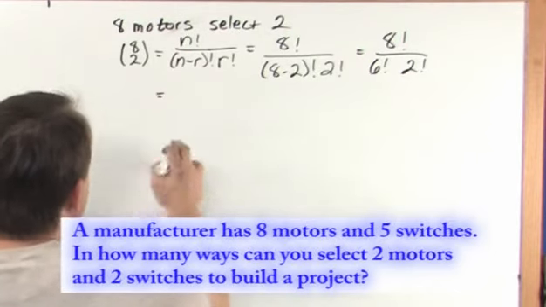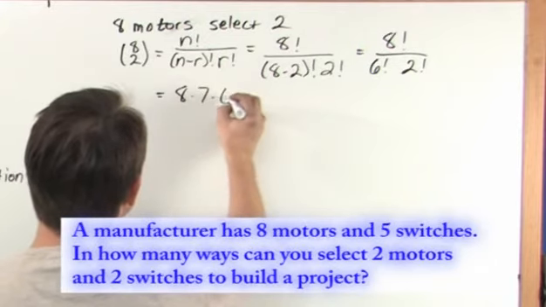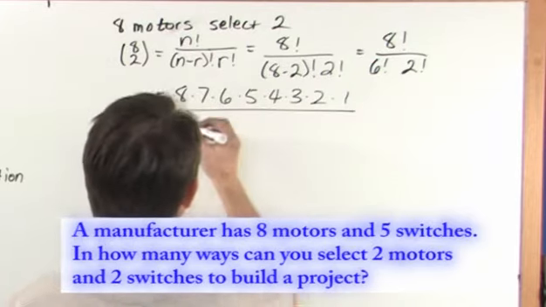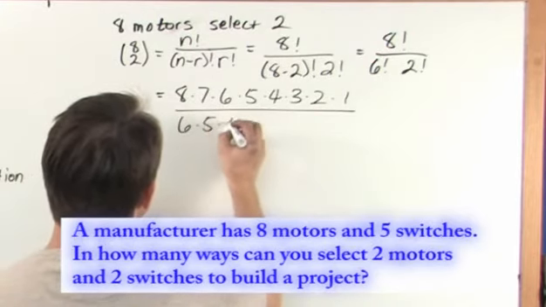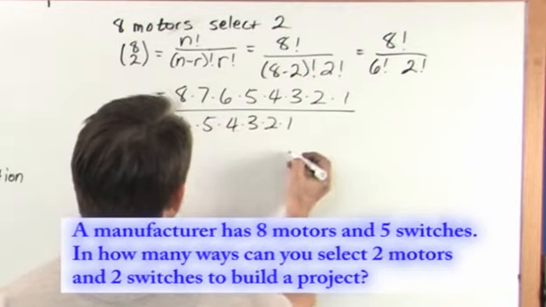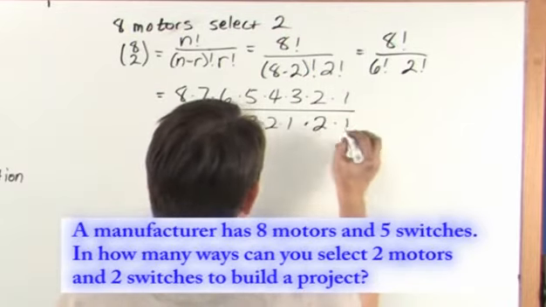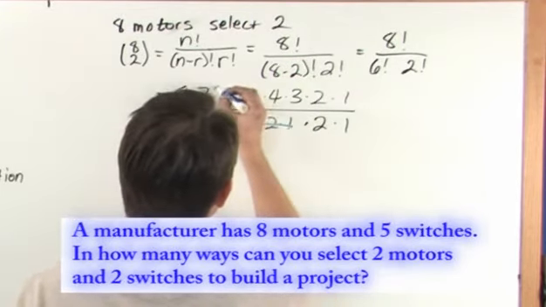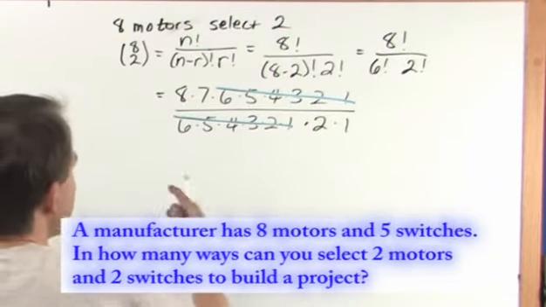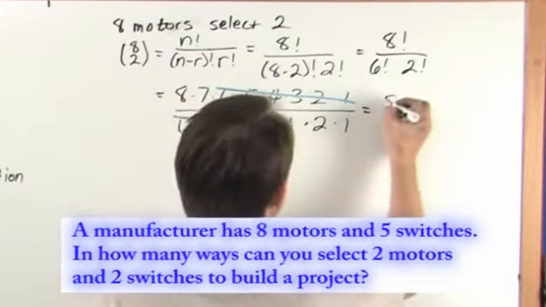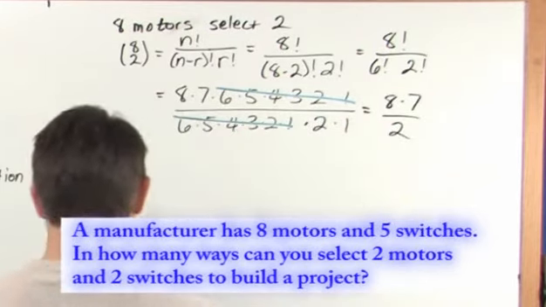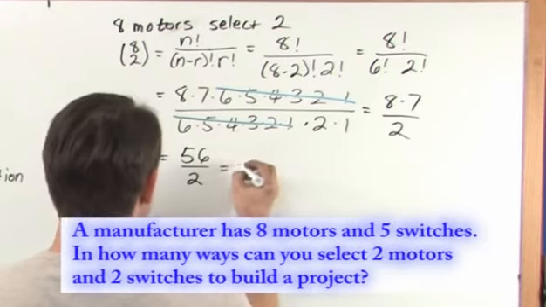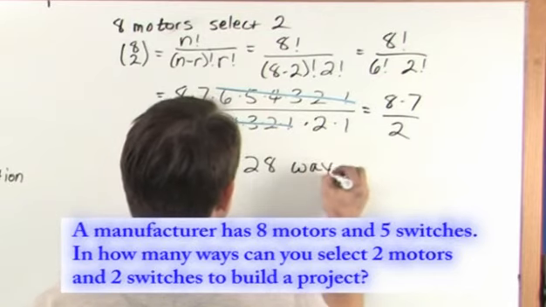On the top, again, you're going to have your 8 times 7 times 6 times 5 times 4 times 3 times 2 times 1. And on the bottom, 6 factorial, you have your 6 times 5 times 4 times 3 times 2 times 1. And then you still have your 2 factorial, so 2 times 1. I didn't have to write all of it out, but the 6, 5, 4, 3, 2, 1 is going to cancel with the 6, 5, 4, 3, 2, 1. So you're left with 8 times 7 over 2 times 1. 8 times 7 is 56, over 2, which is 28 ways or combinations.